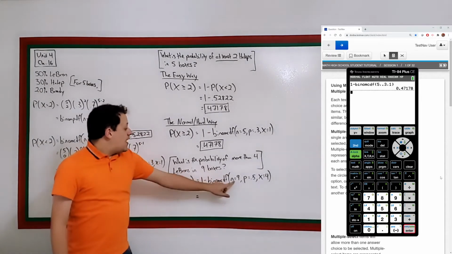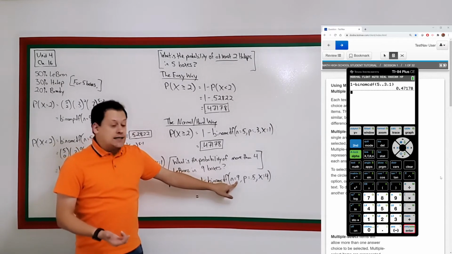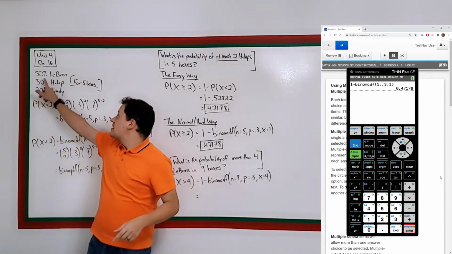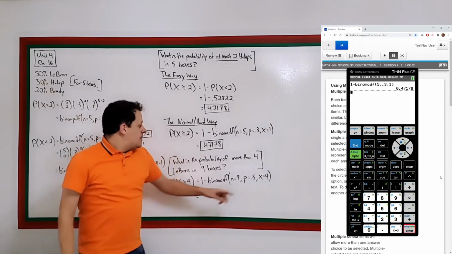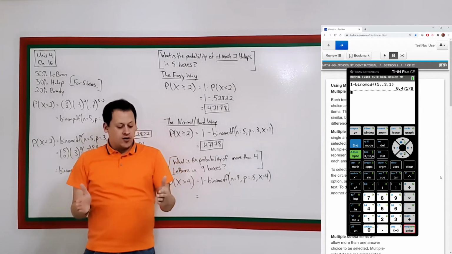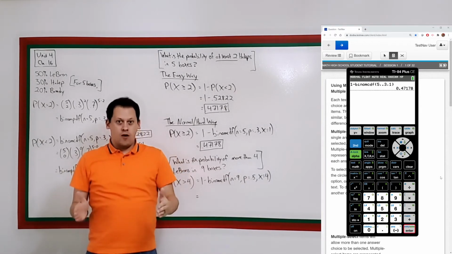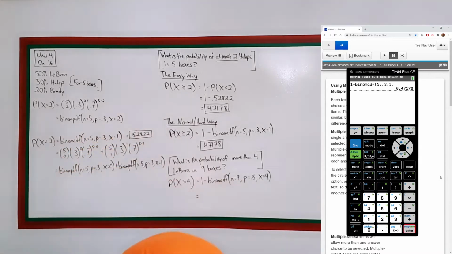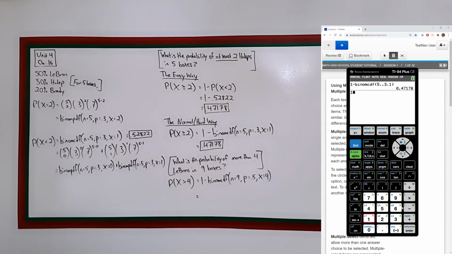We're looking at 9 boxes now, so the number of trials n is 9. The probability of success for LeBron is 50%, or 0.5. And the value we want to go up to for calculating probabilities, we want to stop at 4. Everything up to 4. So that's what we need to type in here. Let's do that. This is the fun part. 1 minus Binomcdf.